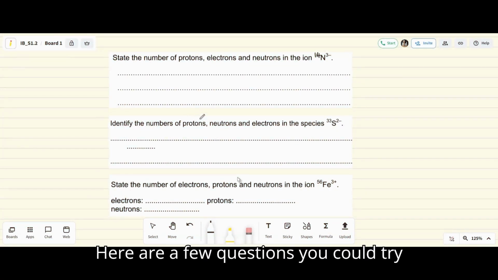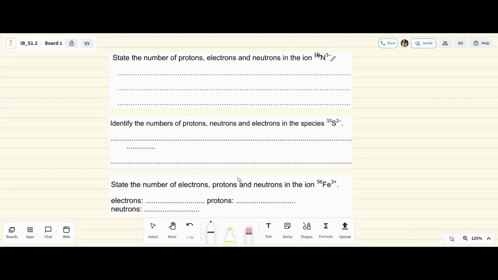Here are a few questions you could try yourself. Atomic number of nitrogen is 7, sulfur 16, iron 26. You can get these from the periodic table.